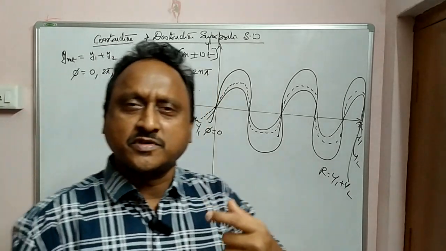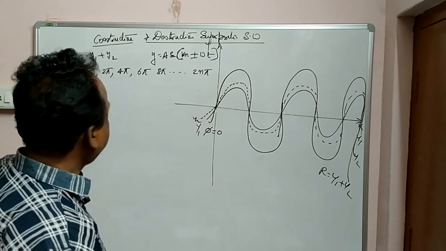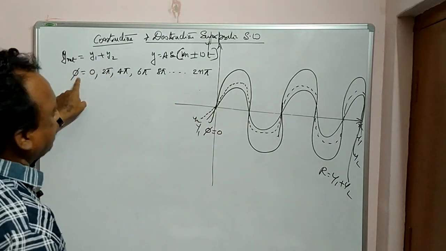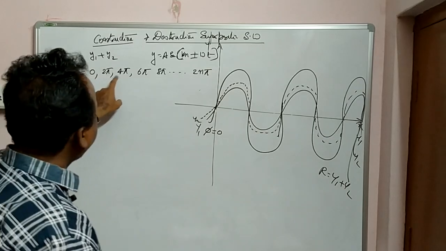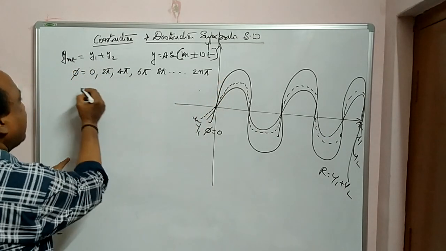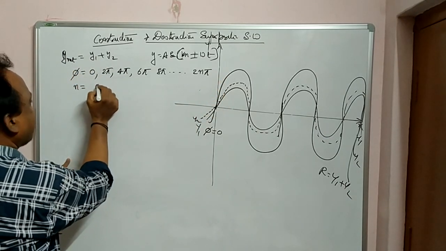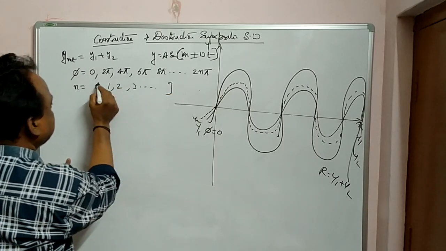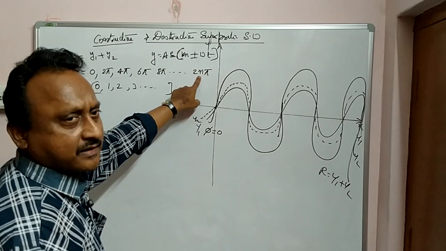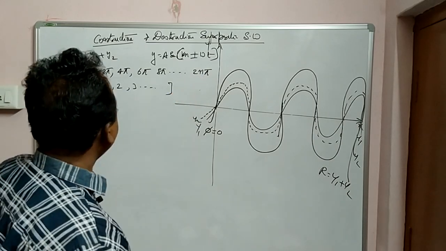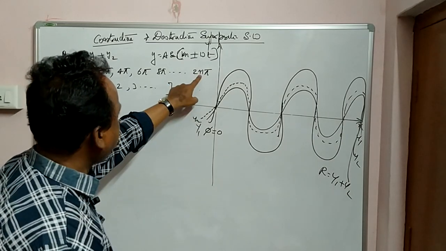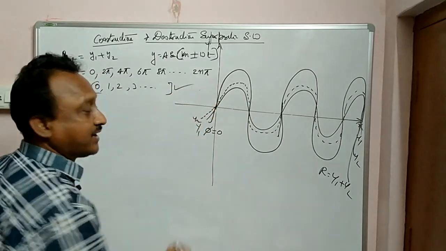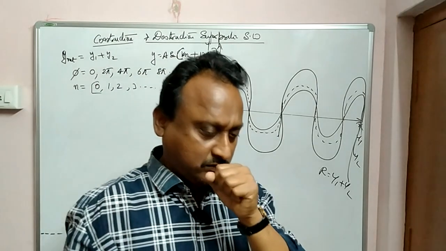In constructive superposition of sound waves, if you observe the series of these two sound waves, ఏంటిది, delta phi is equal to 0, 2 pi, 4 pi, even multiples of pi are getting. And here n can take the value starting from 0, 1, 2, 3, and so on. If you substitute here n equal to 0, 0 phase difference. Substitute 1, 2 pi, 2, 4 pi. So these are the values for constructive superposition of sound waves.